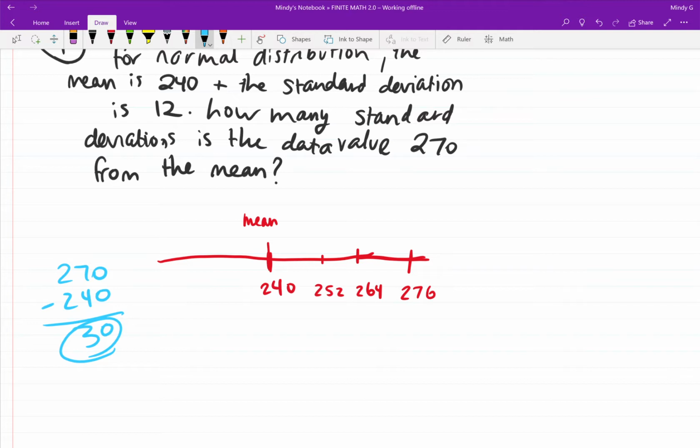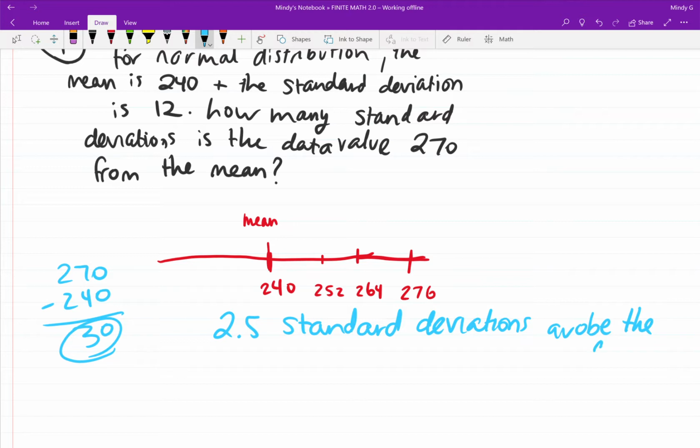2.5. I think it's 2.5. So we're going to say it is 2.5 standard deviations above the mean. Because remember, we can be below the mean, correct? So we're 2.5 standard deviations above the mean. Higher than the mean. Yes?